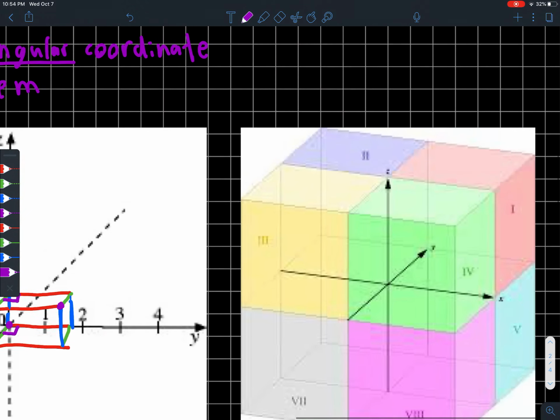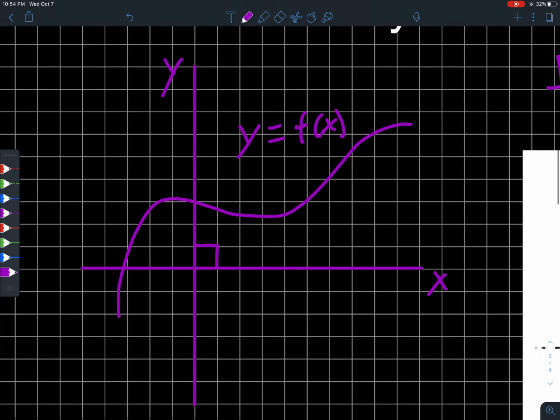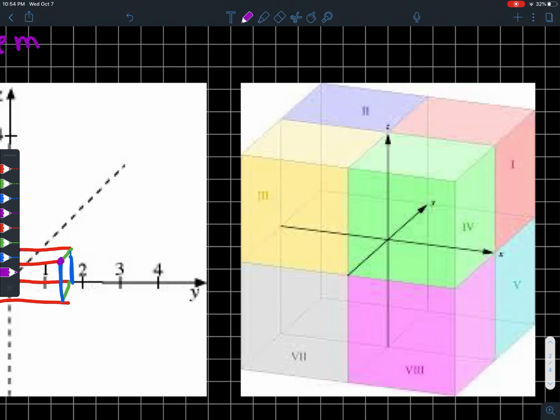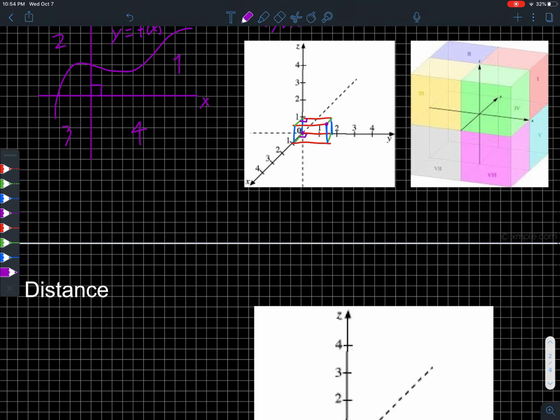Quick side note. This is not super important. But in the same way that our 2D coordinate system has 4 quadrants, 1, 2, 3, 4, our 3D coordinate system has 8 octants. 1, 2, 3, 4, 5, 6, 7, and then there's one in the back there. 8. All right, that's not important. I've never been asked to identify what octant a point is in, so that's not a big thing. Just something to be aware of, something to keep in mind.